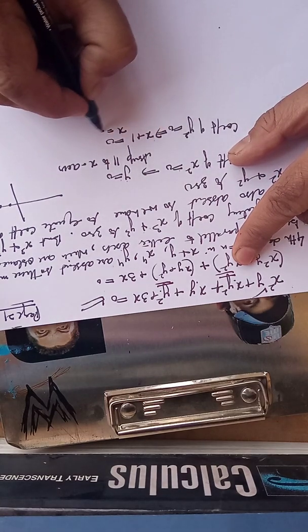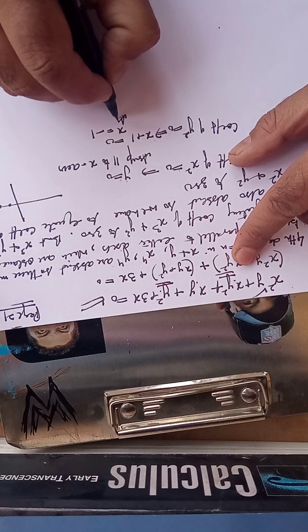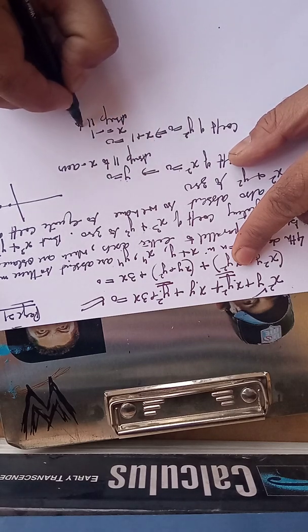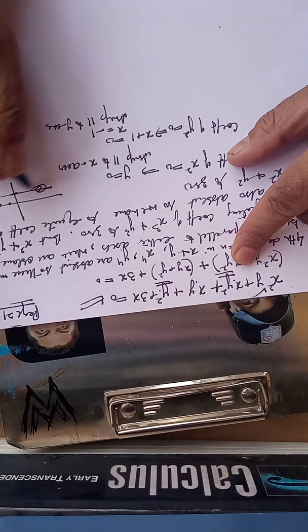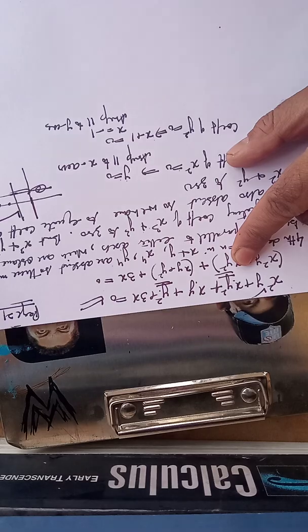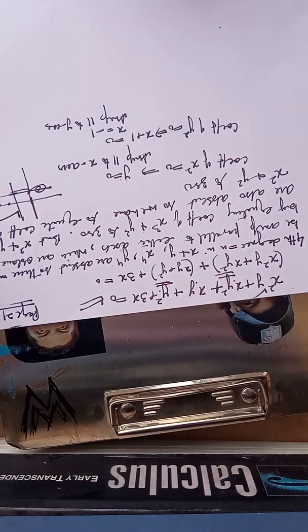So x equal to minus 1. This is an asymptote parallel to the y-axis. Y equal to minus 1 means this one. Sorry, this is x equal to minus 1. X equal to minus 1 means this one, parallel to the y-axis. Okay, so you have two asymptotes.